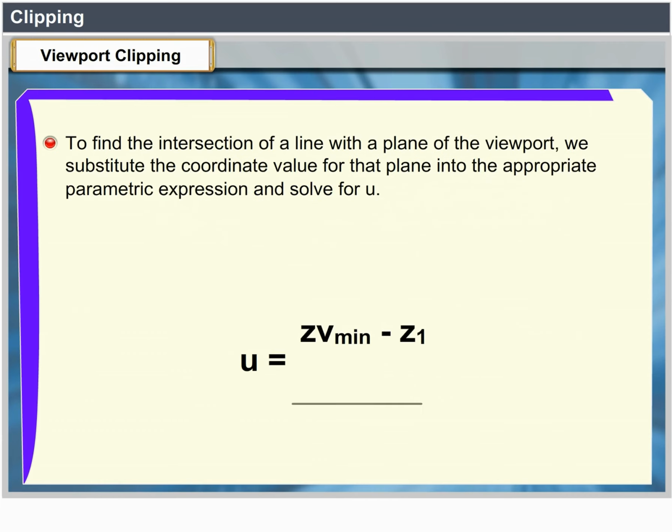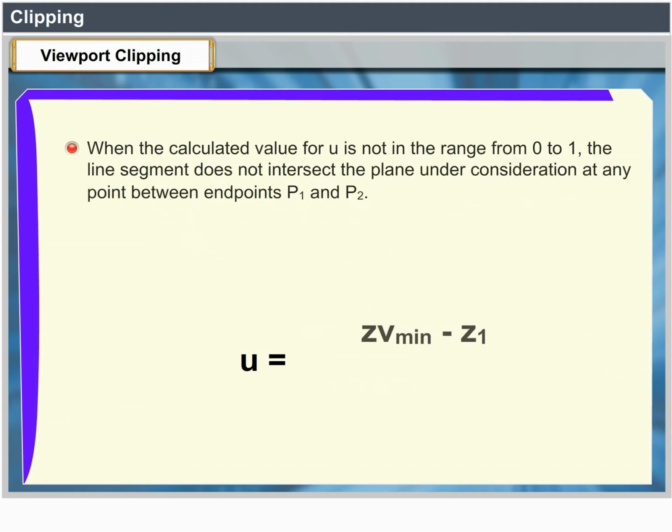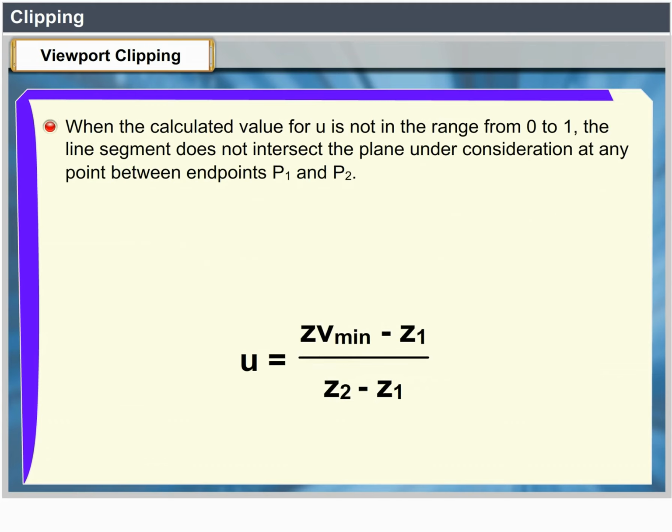To find the intersection of a line with the plane of the viewport, we substitute the coordinate value for that plane in the appropriate parametric expression and solve for u. For instance, suppose we are testing a line against the zv min plane of the viewport. Then u equals (zv min minus z1) over (z2 minus z1). When the calculated value for u is not in the range from 0 to 1, the line segment does not intersect the plane under consideration at any point between endpoints P1 and P2.